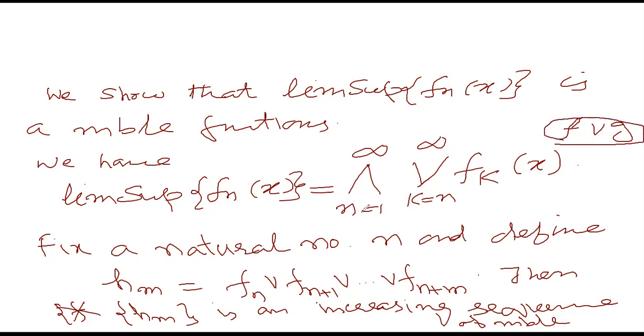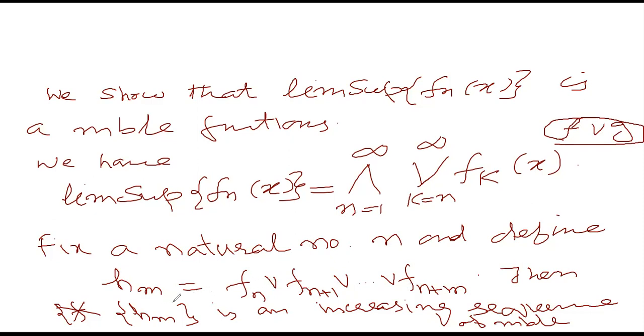The join of two measurable functions being measurable means that the join of finitely many measurable functions is again a measurable function. If it is true for two measurable functions, it will be true for any finite number, say f, g, h, or f1, f2, f3 up to fn. So here we have m plus 1 measurable functions, fn, fn plus 1, and so on up to fn plus m. Their join is again a measurable function.